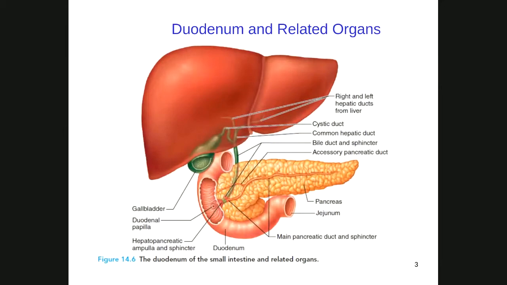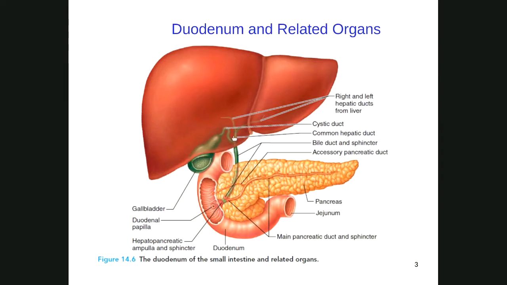So the liver, as you can see, has some ducts known as the right and left hepatic ducts. Hepatic refers to the liver, so the left and right hepatic ducts make the common hepatic duct that will join the duct coming from the gallbladder. The gallbladder, we know it in Arabic as the marara. So the cystic duct, which is the duct coming from the gallbladder, will join the common hepatic duct, making the common bile duct.